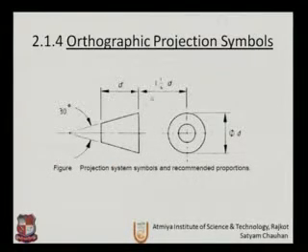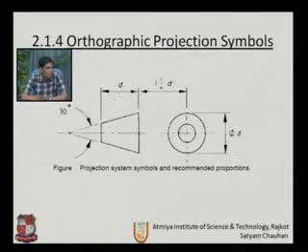We have some recommended sizes. It is drawn at a 30-degree angle, so the cone inclination is 30 degrees. The diameter is drawn and the horizontal length is also specified, and the distance between the center of the cone and the side of the other view is 1.25 of that length. So in the figure, projection system symbols and recommended proportions have been shown. So these are the specified dimensions.